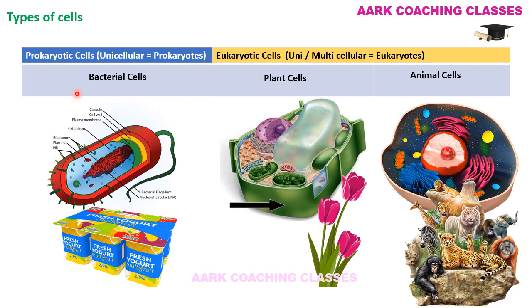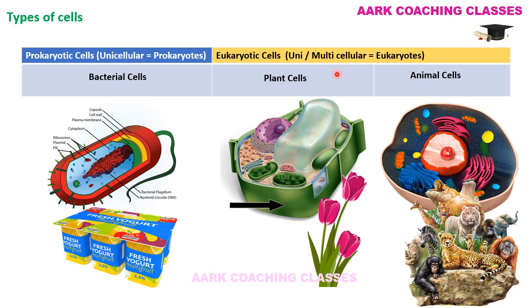Bacterial cells are also known as prokaryotic cells. These are the pictures of these different types of cells. These nice graphics represent how these cells actually look. Remember, prokaryotes are always unicellular. So these organisms are also known as prokaryotes. Why are they called prokaryotes? We'll see in another video.